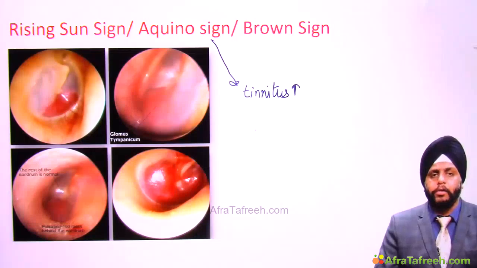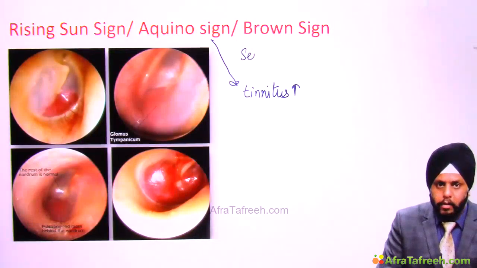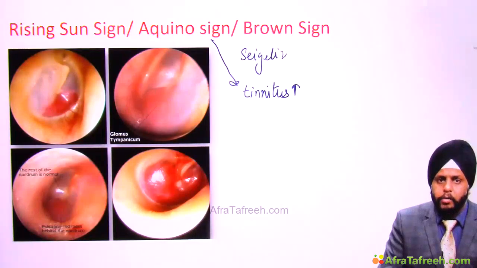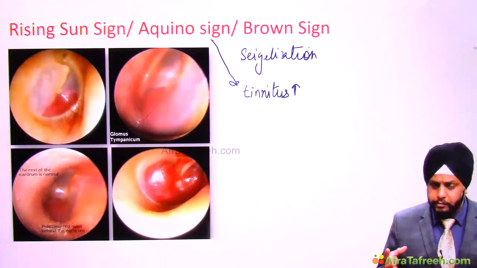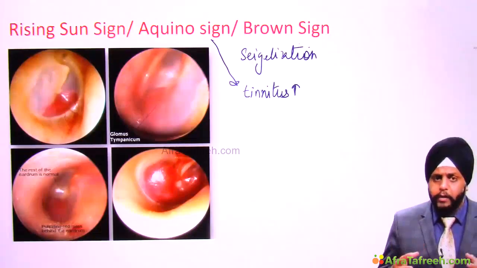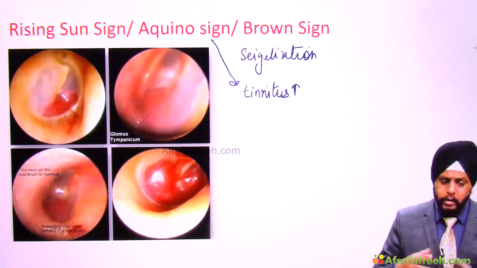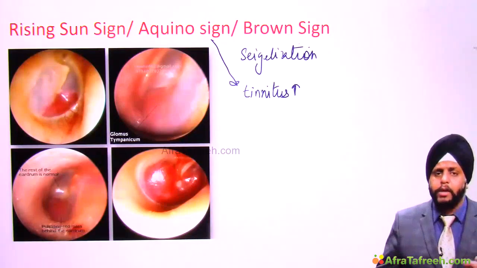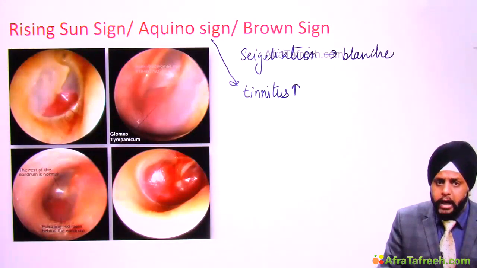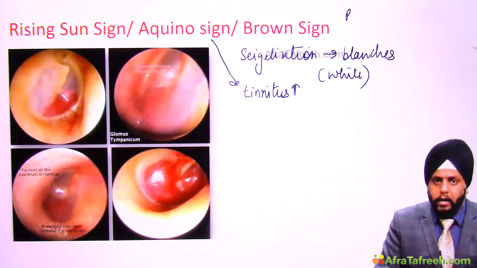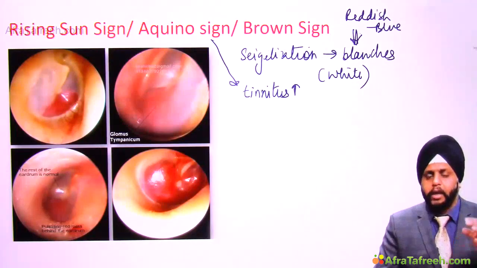Okay, now what else can you do? You can do Siegalization. So you use a Siegle speculum and you do Siegalization. That means you increase the pressure in the EAC. When you increase the pressure in the EAC, you see it's a venous tumor. Okay, it's a vascular tumor, but it's a venous tumor. So what will happen? When you increase the pressure, the blood will drain away. So this tumor becomes white. It blanches. On Siegalization, this tumor blanches. Blanches means becomes white. So we have a reddish blue tumor, and it becomes white, it blanches.